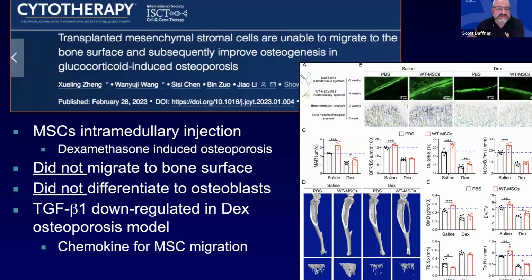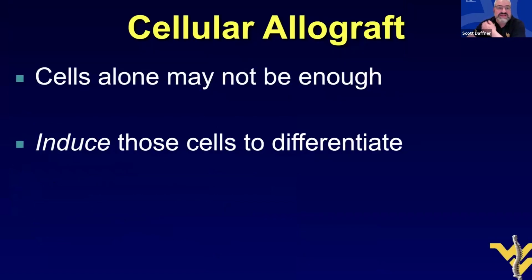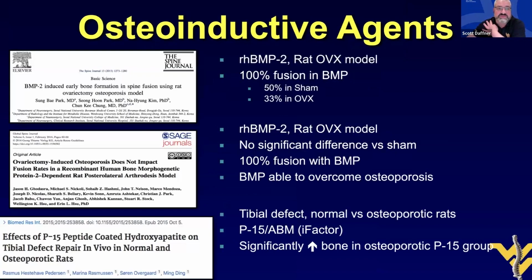But it's not all unicorns and rainbows, right? This is a different model, a different type of osteoporosis, dexamethasone-induced osteoporosis, and they found that the stem cells did not actually migrate to the surface or differentiate into osteoblasts. So it's not just enough to have cells, you have to get those cells to work. And that's where your osteoinductive agents come in. The most common one that we think of is BMP-2 or Infuse.